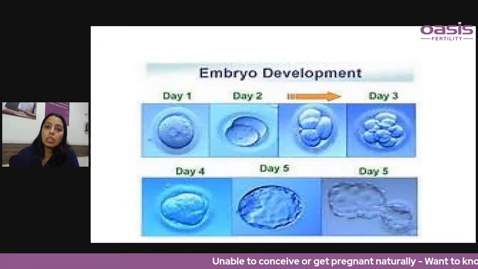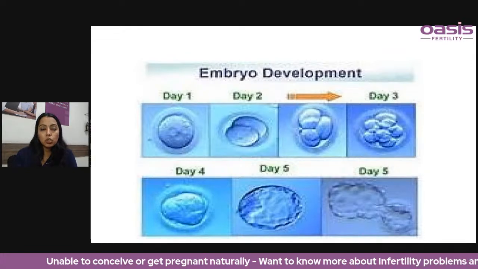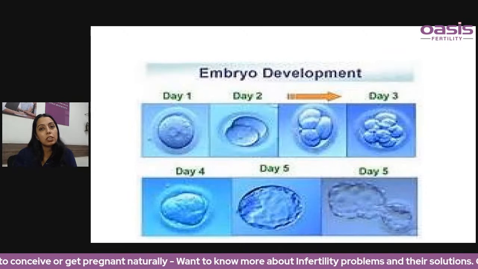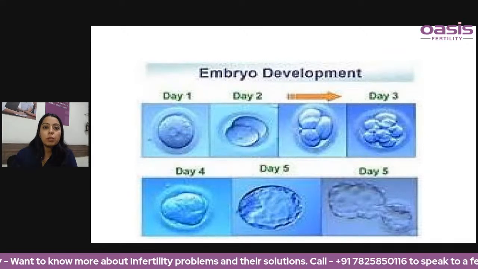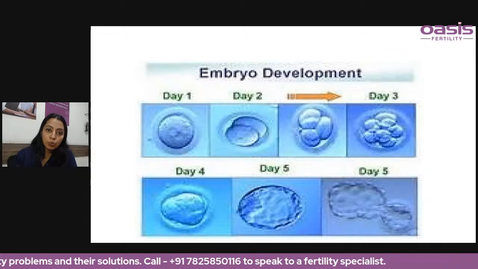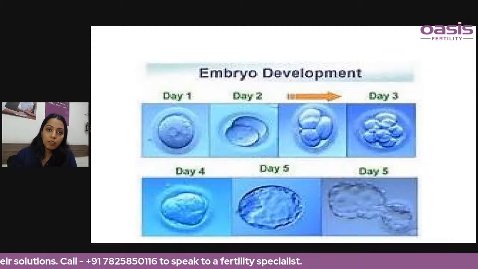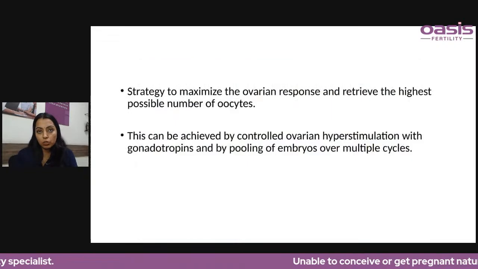On day 3, which is the cleavage stage, the embryos are supposed to have at least 6 to 8 cells of equal shape and size. On day 5, it is supposed to be a blastocyst. So what happens in a blastocyst is that there is a fluid-filled cavity. You have an inner cell mass, and you have an outer trophectoderm. And this is an image of a hatching blastocyst.